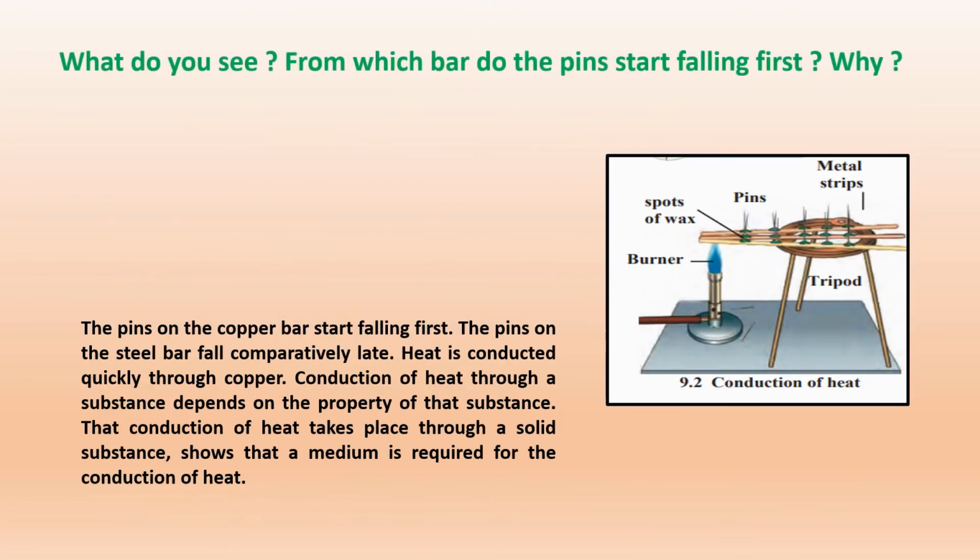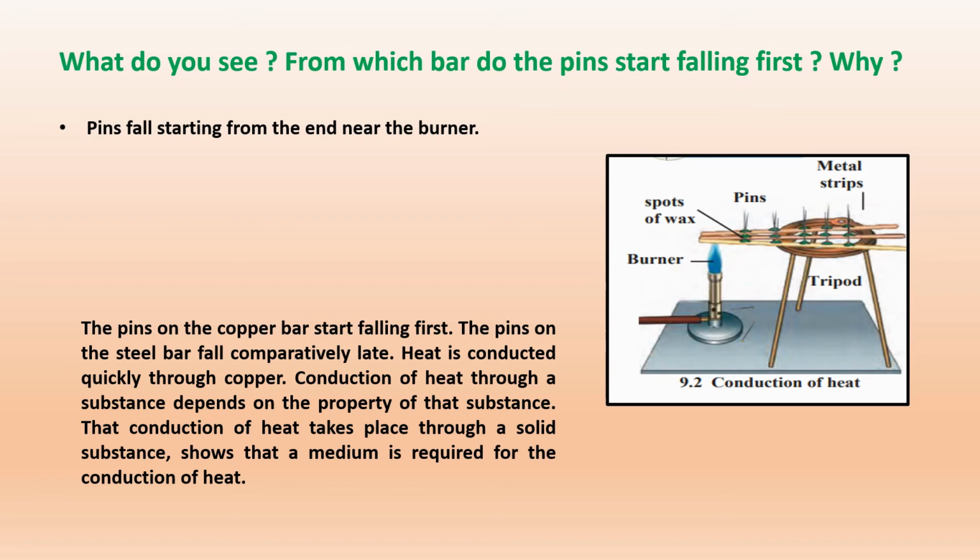What do you see? From which bar do the pins start falling first and why? Now the pins will fall from all the 3 bars. But why will they fall? Because of the wax. When the 3 bars are heated, the wax will melt, and due to this melting wax the pins will fall. Now we have to understand from which bar the pin will fall first, and which side of the bar the pins will fall first.